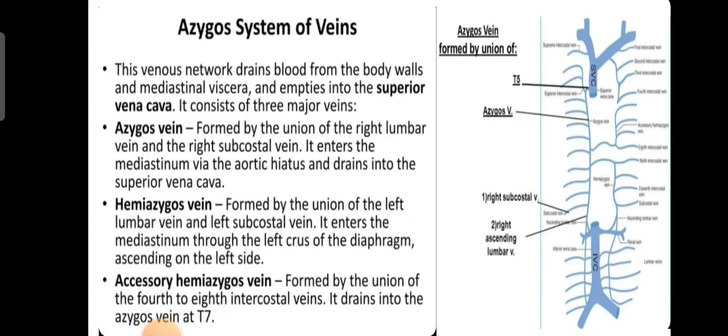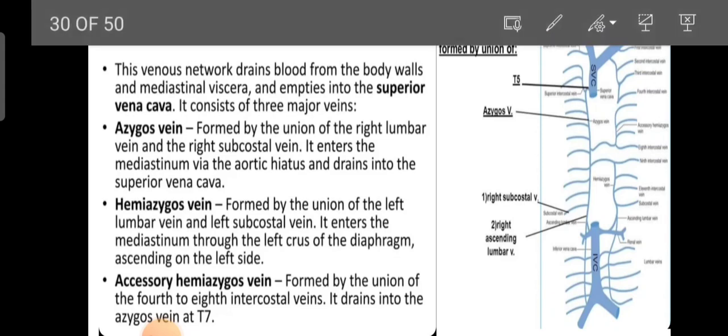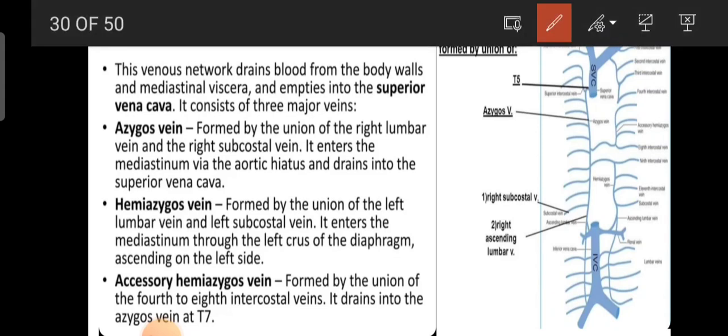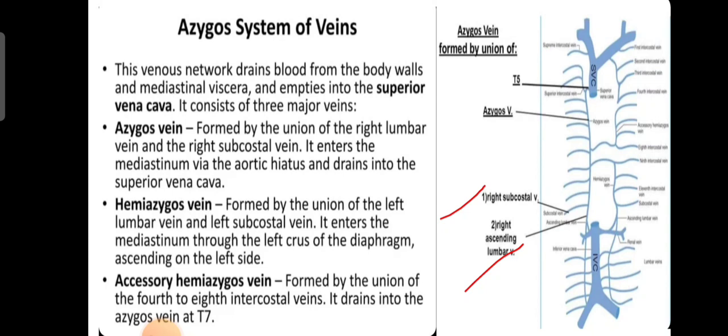Then we have the azygos vein. The azygos vein is formed by the union of the right lumbar and right subcostal veins. So here we can see the right subcostal and right lumbar veins uniting to form the azygos vein. This enters the mediastinum via the aortic hiatus. So it is also passing through the aortic hiatus in the diaphragm and is draining into the superior vena cava.